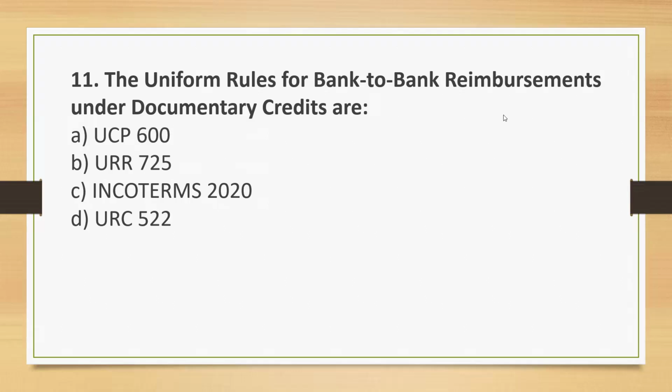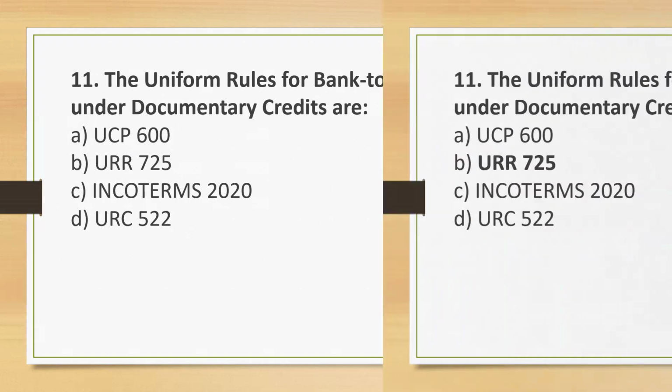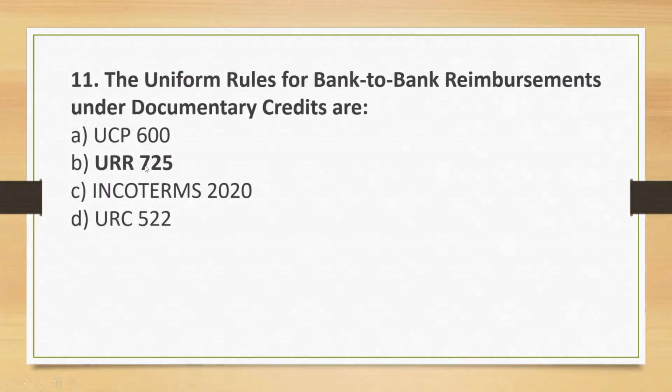So question number 11: the uniform rules for bank to bank reimbursement under documentary credits are UCP 600, URR 725, Incoterms 2020, URC 522. Let's see the right answer. The correct answer is URR 725. So these are the uniform rules for bank to bank reimbursement.